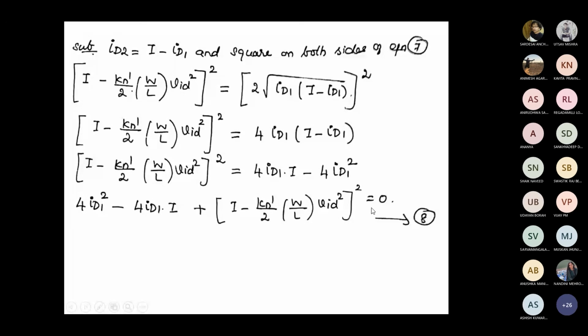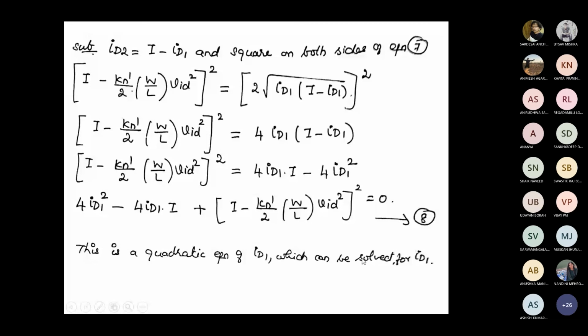So now we are going to solve for the roots: minus b plus or minus root of b square minus 4ac by 2a. That equation we are going to use and solve for ID1. We take this as the 8th equation, which is a quadratic equation in the variable ID1, which can be solved for ID1. So now we are solving this equation.